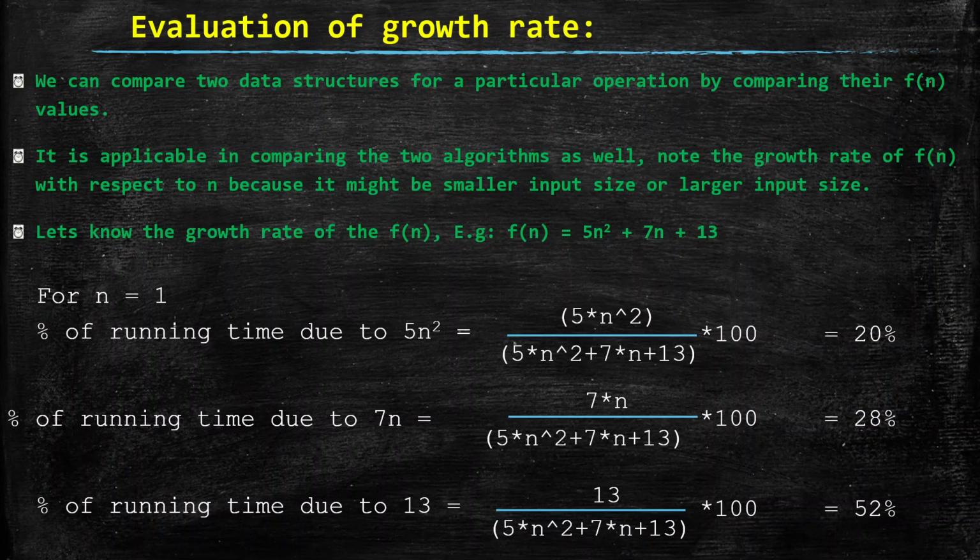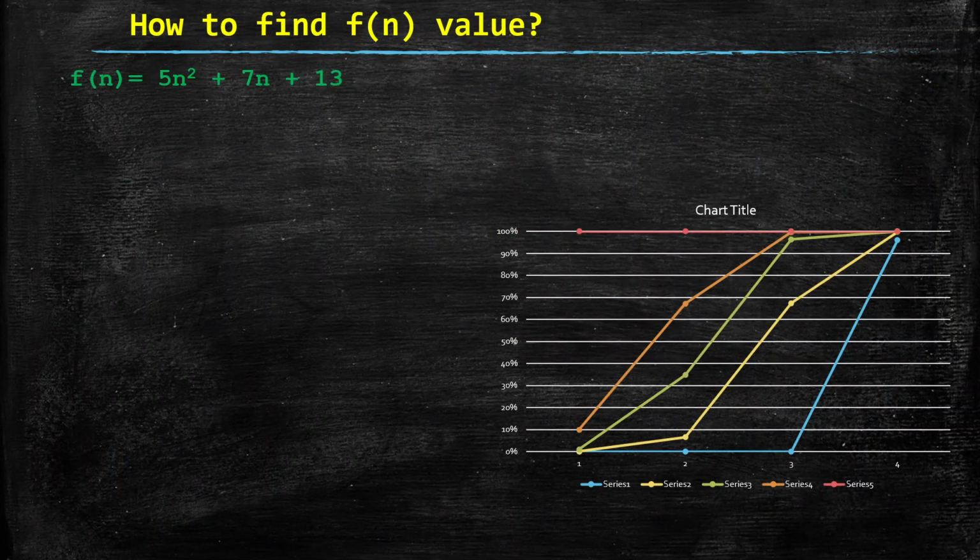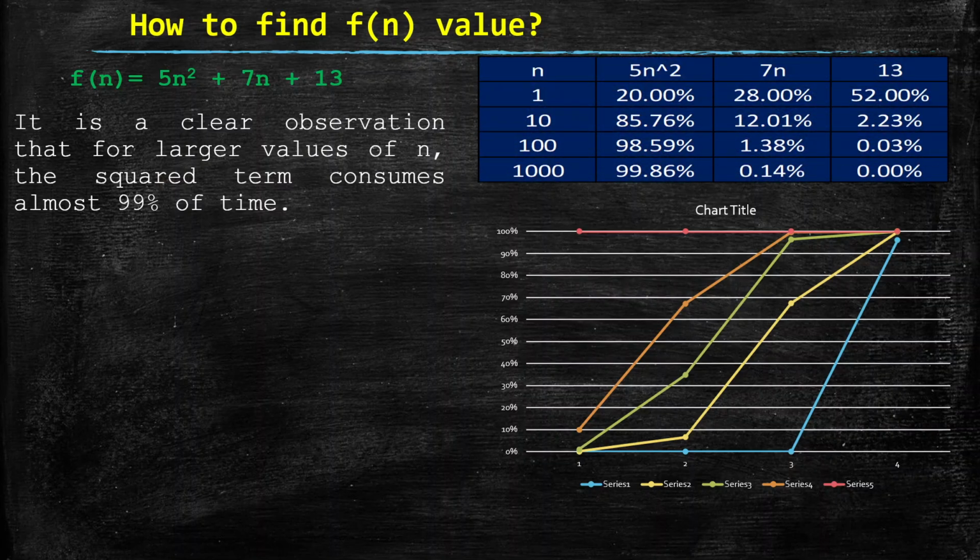But when we increase the size of n, where the size is currently n equal to 1, what will happen then? We can analyze here. There is a clear observation in this chart: for larger values of n, the square term consumes almost 99% of the time. See here, 5n square was the least when n was 1. But as you increase the size of n, it increases, while the constant 13 that we defined takes almost 0% of the time. In this way we can analyze.